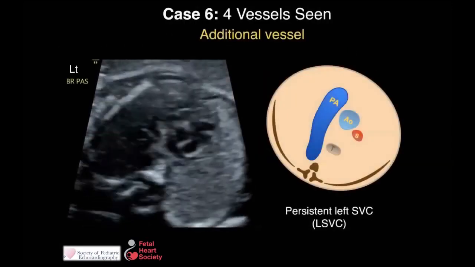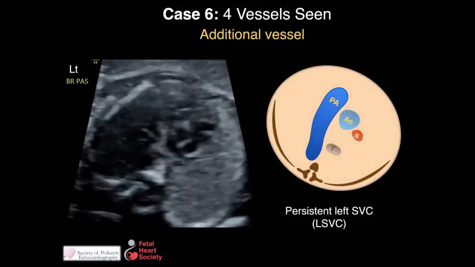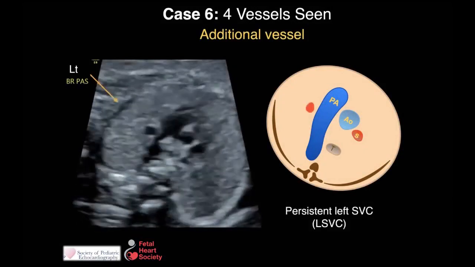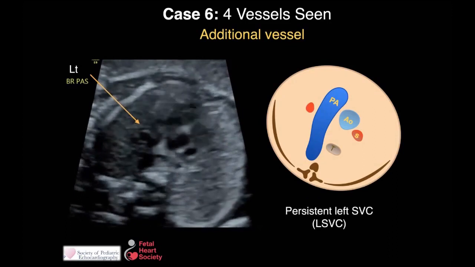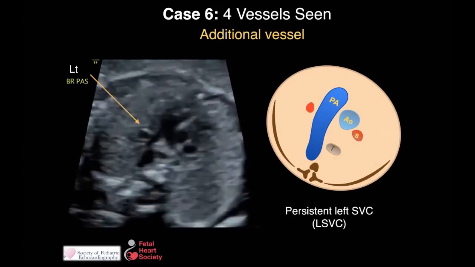So case 6. Here, you're just looking at this 3 vessel view, and we do see an additional vessel. This is pretty much the 4th vessel located left to the pulmonary artery. So this ended up being consistent with a persistent left SVC.